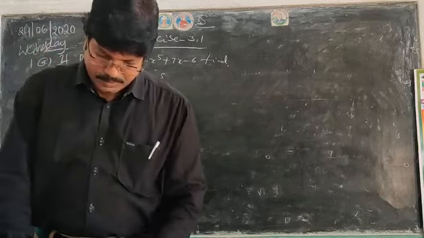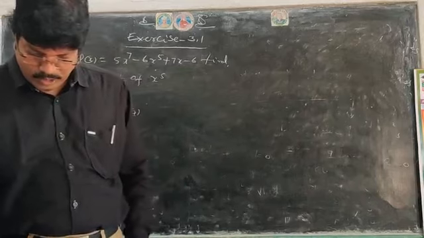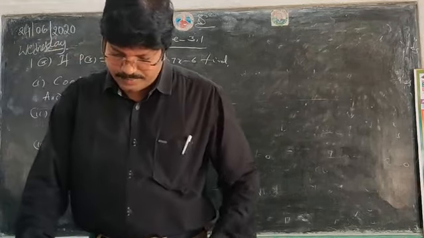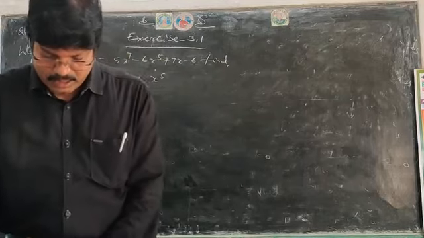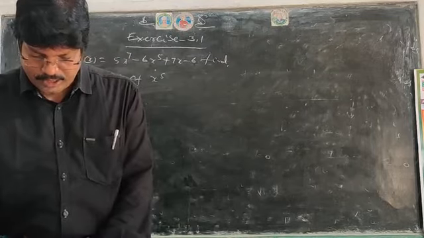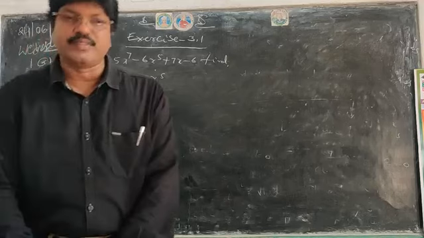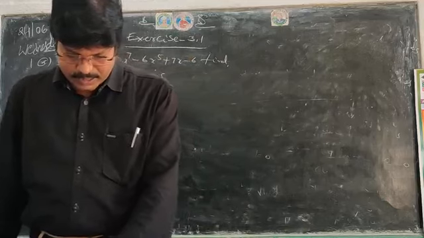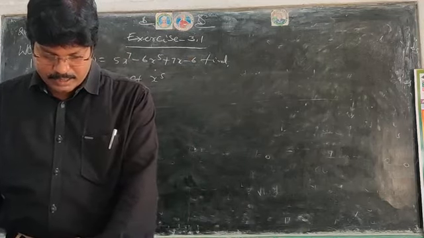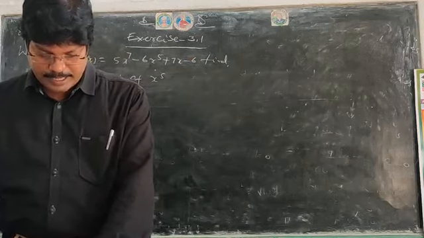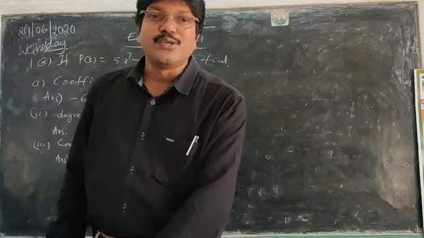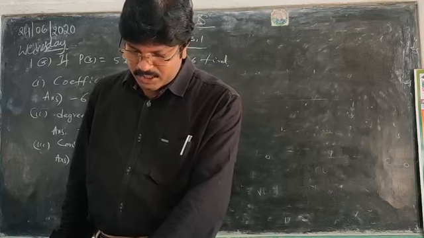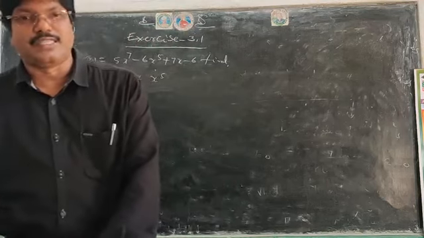And children, next I am going to explain something very easy. State which of the following statements are true and which are false. Give reason for your choice. It's very simple. First one: the degree of the polynomial root 2 x square minus 3x plus 1 is root 2. What is the degree actually? 2. But root 2 is false.